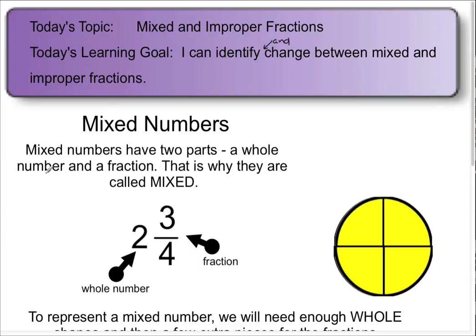First of all, what is a mixed number? Mixed numbers have two parts, a whole number and a fraction. That is why they are called mixed. So this is an example of a mixed number. This number out front means that we have two wholes and then 3/4.